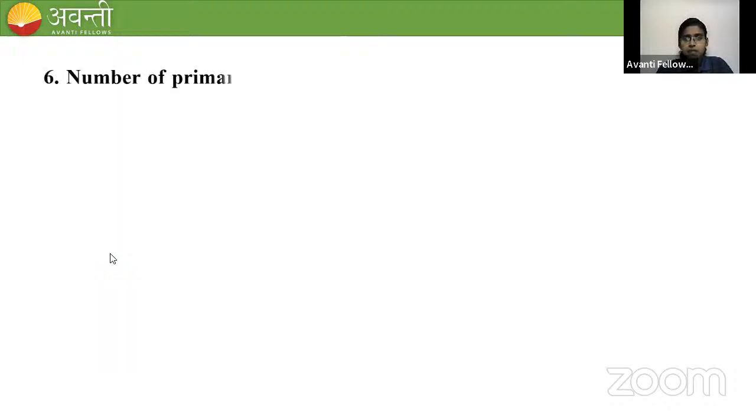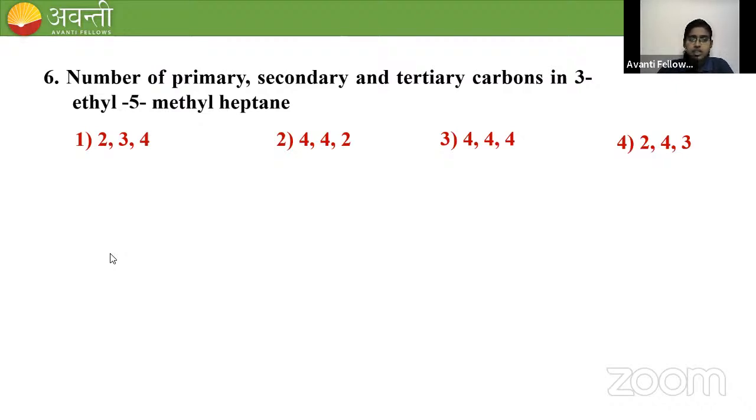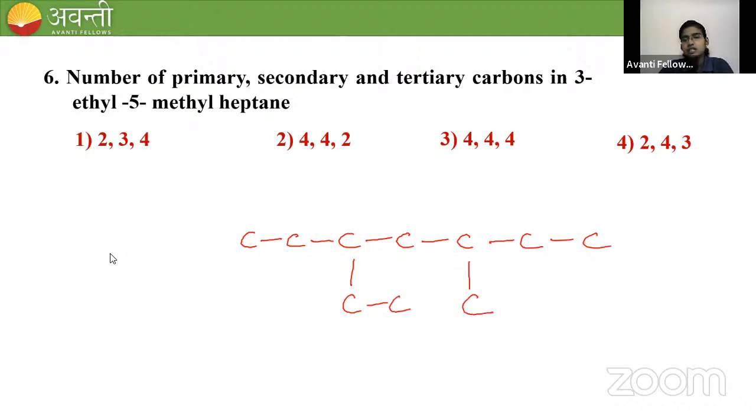The number of primary, secondary and tertiary carbons in 3-ethyl-5-methylheptane are. So you have to find out the primary, secondary and tertiary carbons in 3-ethyl-5-methylheptane. So let me draw the structure. Heptane means it should contain 7 carbons: 1, 2, 3, 4, 5, 6 and 7. And to the third carbon, we are having an ethyl substituent. And to the fifth carbon, we are having a methyl substituent. Got it? So this is the structure. So how to find out the primary, secondary and tertiary?